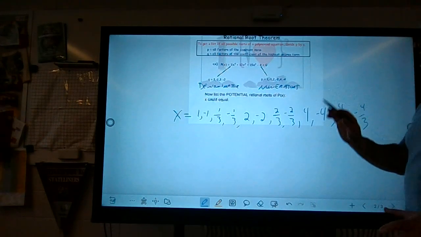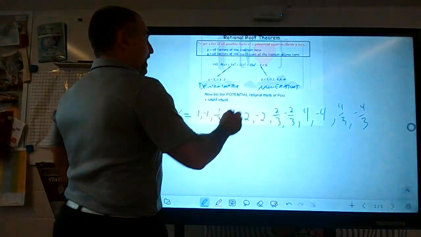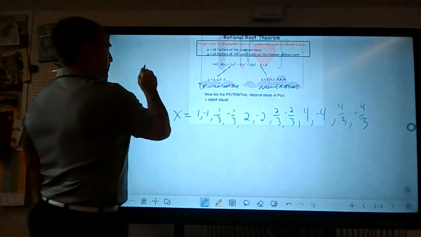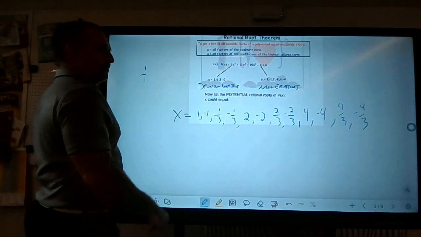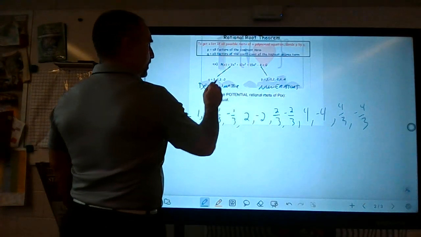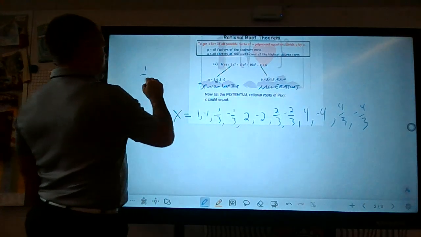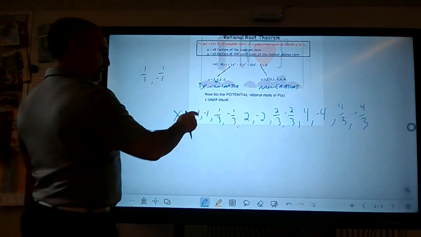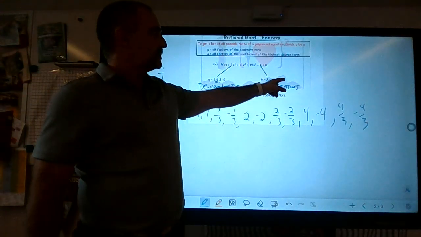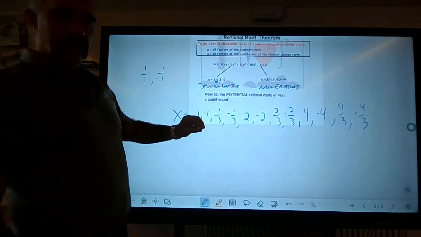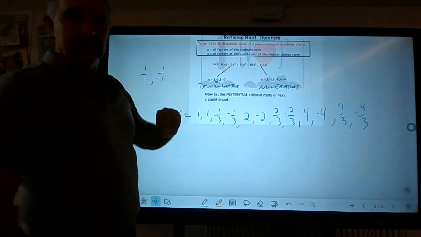Now let me go back to this second because I went kind of fast. I took this 1 and I divided it by this 1. That's where this 1 came from. I took this 1, I divided it by that -1. That's where this -1 comes from. You take every single one of these individually, put them over top every one of these.